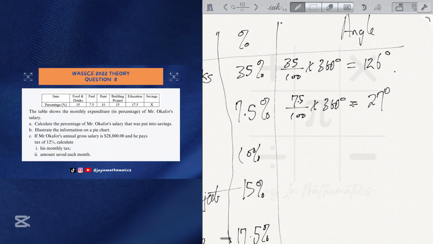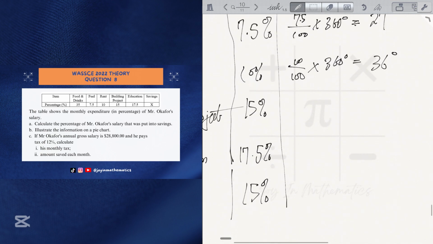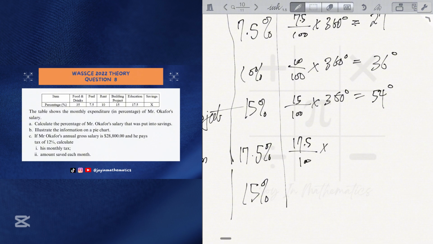In the same vein, for 10%, that's 10 divided by 100 multiplied by 360 degrees, and we have 36 degrees. For 15%, which is building projects, 15 divided by 100 multiplied by 360 degrees results in 54 degrees. For education, which is 17.5%, 17.5 divided by 100 multiplied by 360 degrees gives us 63 degrees. And finally for savings, 15 divided by 100 multiplied by 360 degrees gives us 54 degrees.